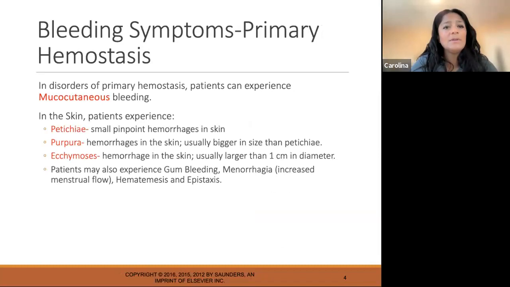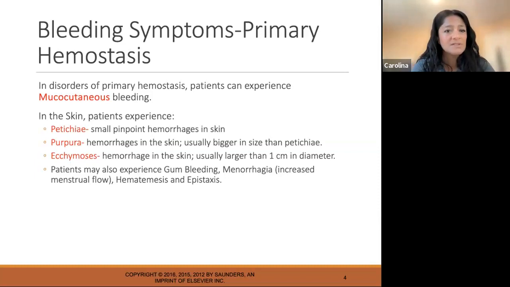So in terms of bleeding symptoms, or what the patient would experience with conditions related to primary hemostasis, the patients can experience more of mucocutaneous bleeding. So it's like issues with the skin. So bleeding into the skin, basically, where you can physically see it, right? So petechiae is a form of bleeding. They express as little tiny pinpoint hemorrhages in the skin.